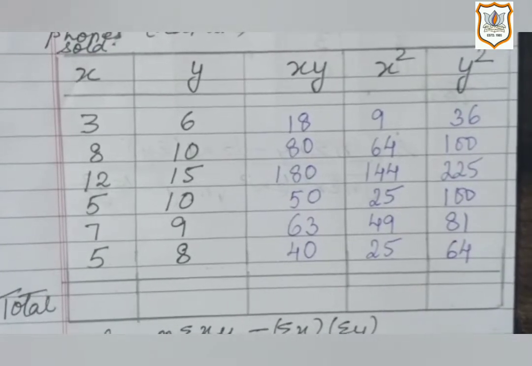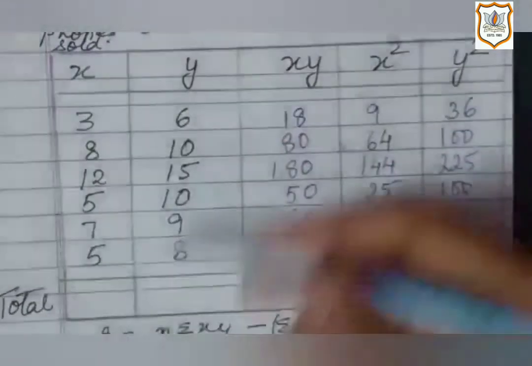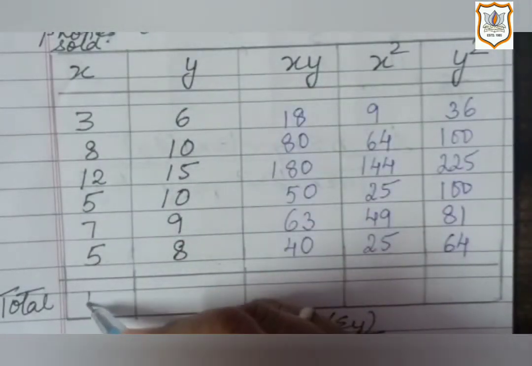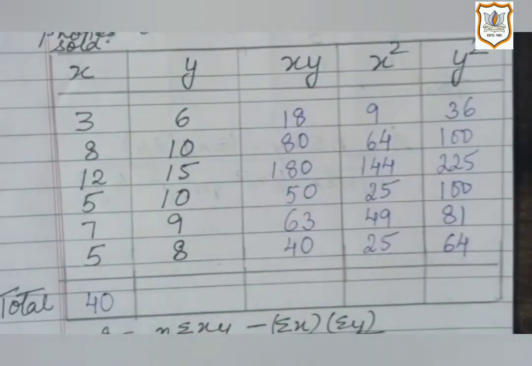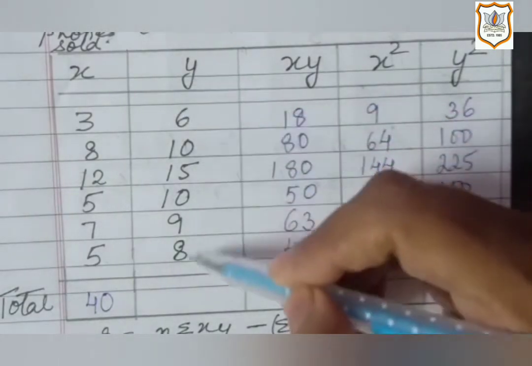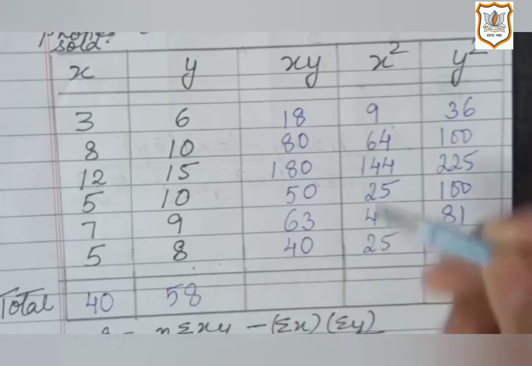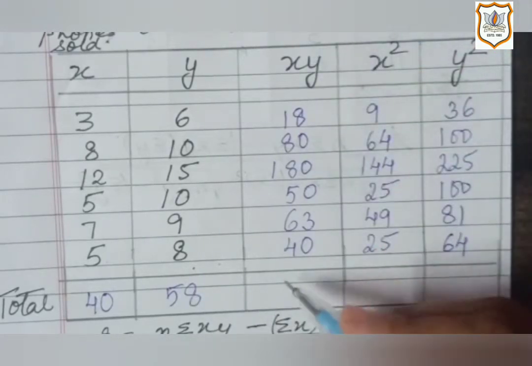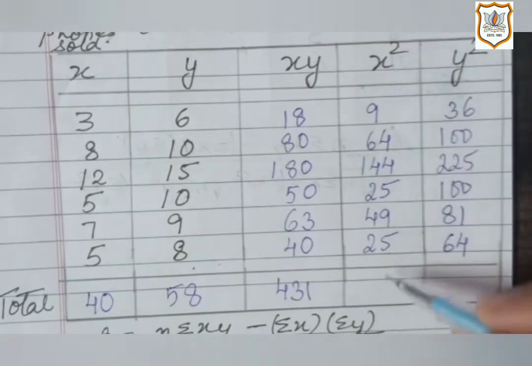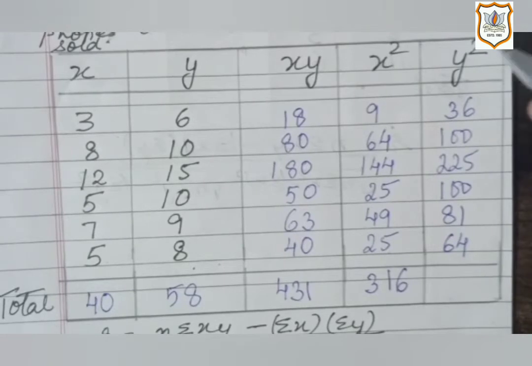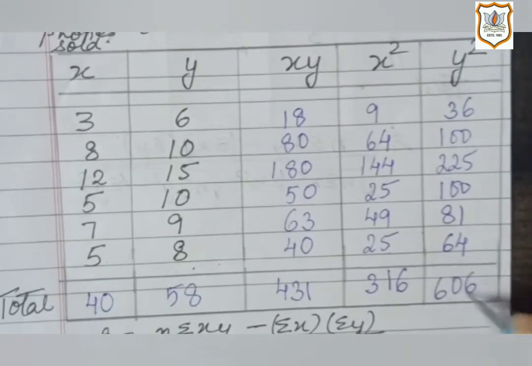So our next step will be to find the total of these values. When you do the total of x, we will get 40. The total of y, we will get 58. The total of xy will be 431. The total of x square will be 316. The total of y square we will get as 606.